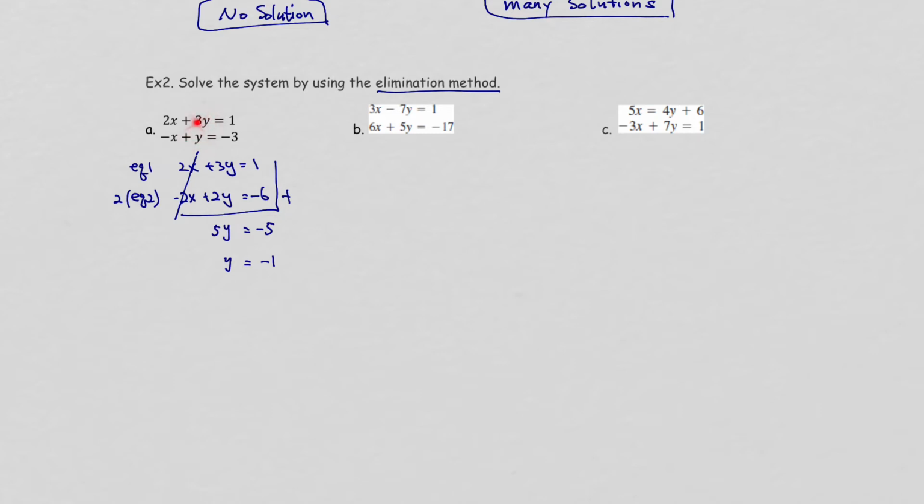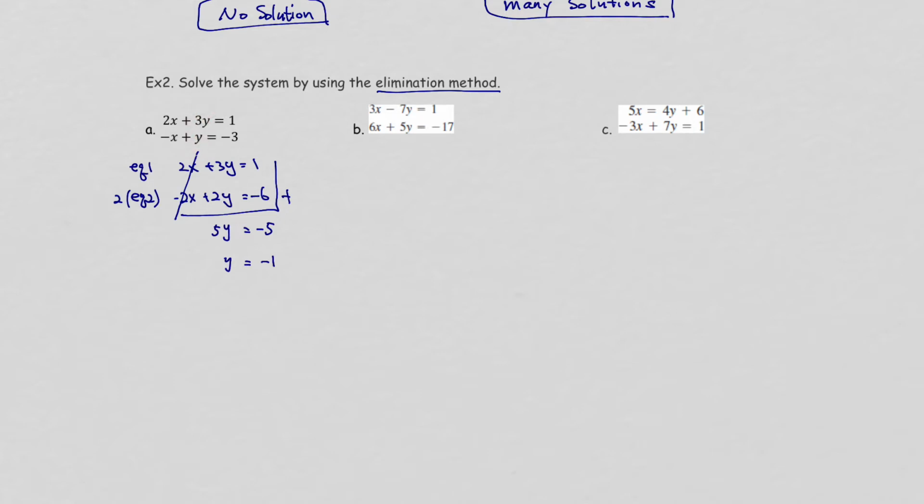And it means I need to make y opposite. So I have 3y here already. And if I multiply the other by -3, I will make it opposite. So when I'm adding it, it will get rid of the y variable.